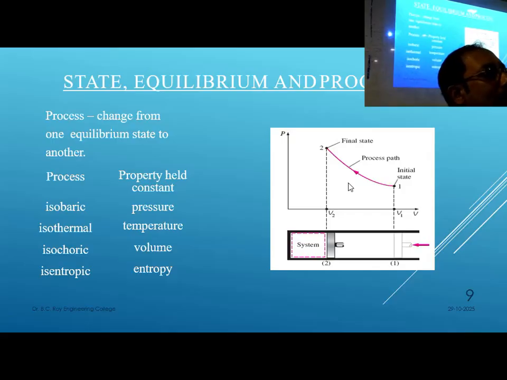Just like the thermoflask is an example I told you, but it's not very ideal. There may be leakage. Practically, there can be leakage. But here also, there can be some heat generated inside. It may not be a very ideal situation for isothermal, but it will be very close to ideality.